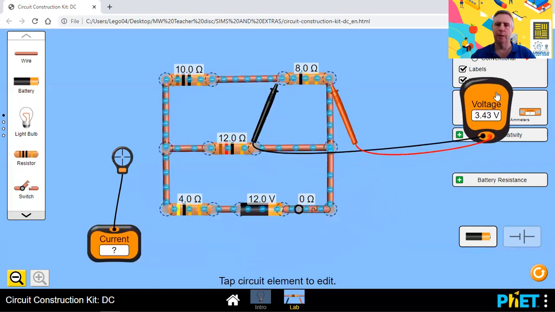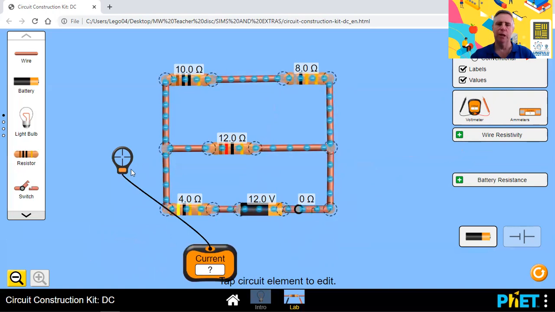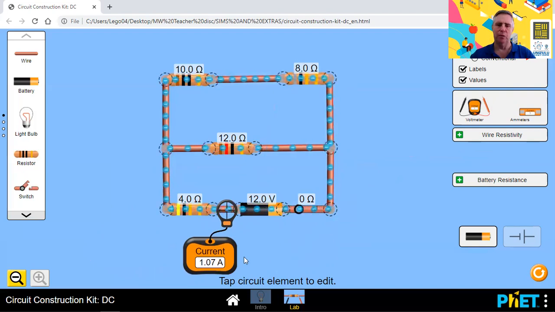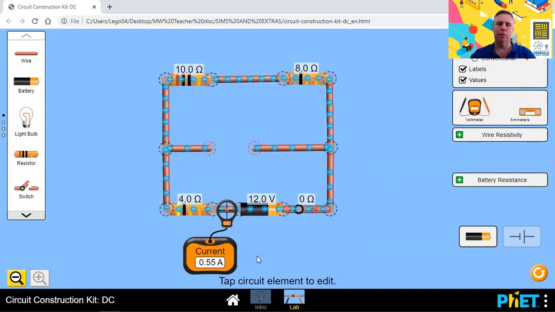Now, let's have a look at the last question, which said, what will happen to the current coming out of the battery if we remove the 12 ohm resistor? And we decided that that current should actually decrease because the resistance increases. Let's see if that's true. 1.07 amps. Let's take the 12 ohm resistor, and I'm going to remove it. And you can see the current drops to 0.55 amps. In fact, we can see that the current has slowed down here.